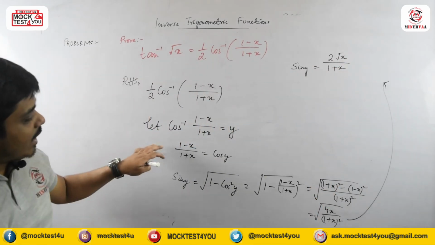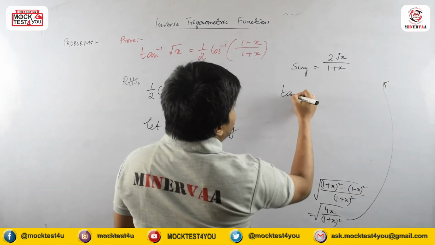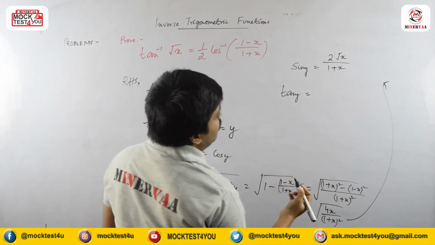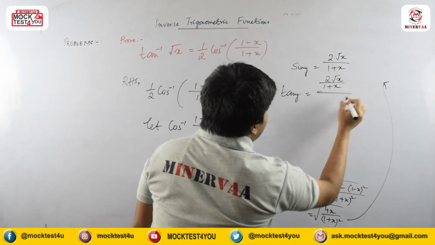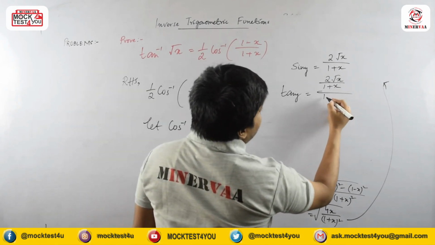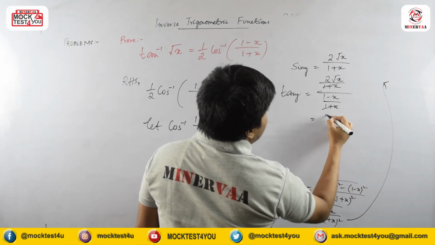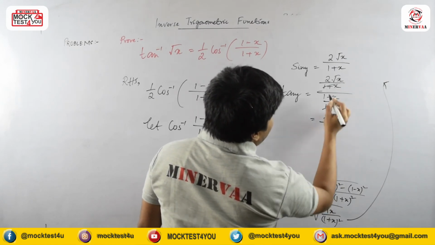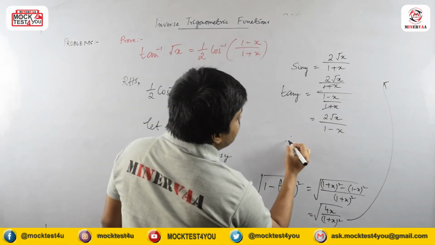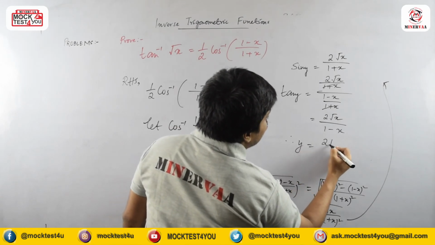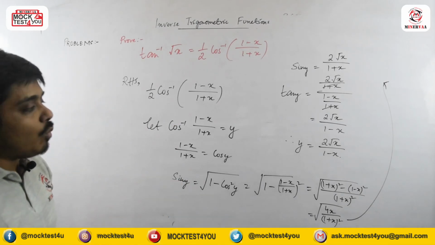Now we have to find tan y. So cos y is this one, sine y is that one. So tan y is equal to sine y by cos y. So we have 2 root x by (1 plus x) divided by (1 minus x) divided by (1 plus x). So this gets cancelled, and we have 2 root x divided by 1 minus x. So this is my tan y.